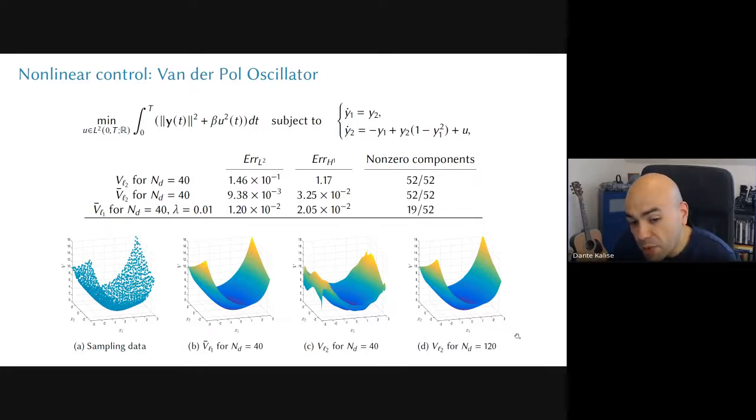Then comes what I was explaining at the beginning of the talk. The way to solve this issue is by increasing the number of data points. So now you have 120 data points, and now you recover the right shape. I know how to do this.